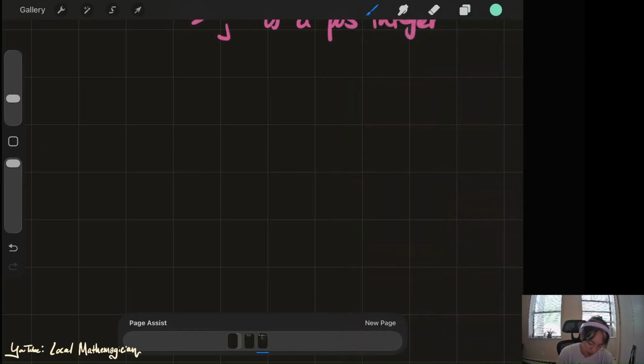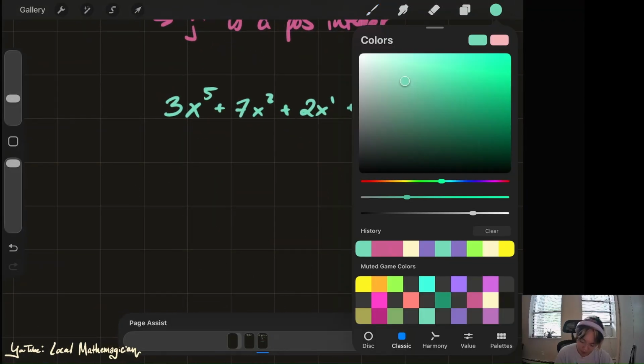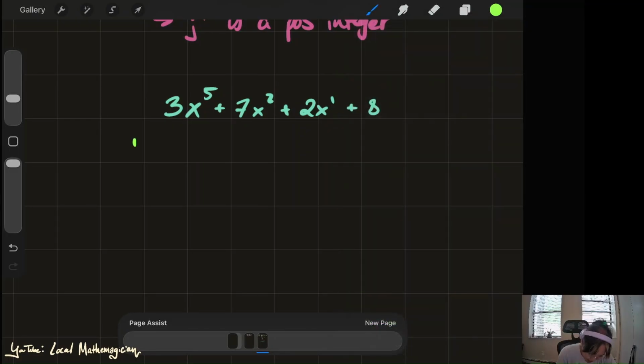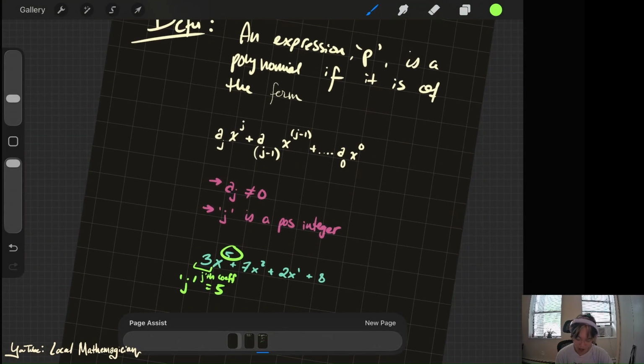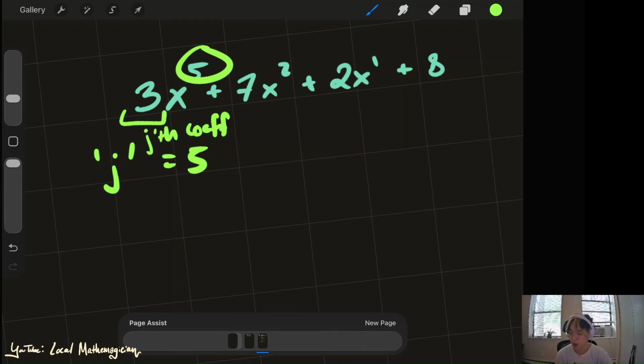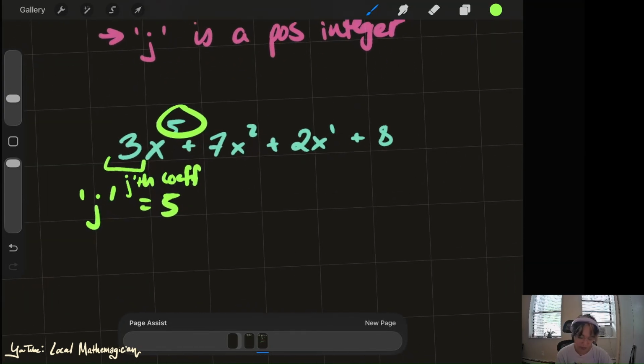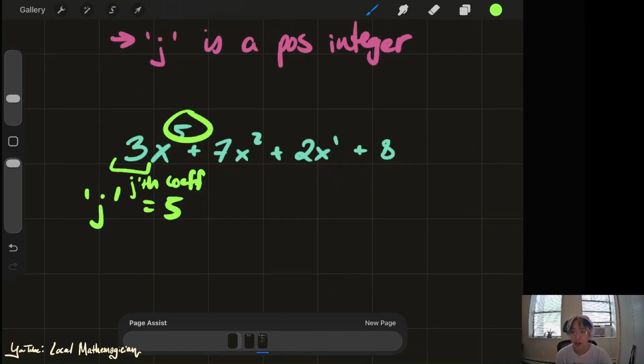Let's say my polynomial is going to be 3x to the 5th plus 7x squared plus 2x to the 1st plus 8, right? My j value is equal to 5 because it is the highest exponent we have. And all that means is that this is the jth coefficient. Your leading coefficient can't be 0 unless it's the 0 polynomial. We'll get there in a second. j must be a positive integer, so no negatives.